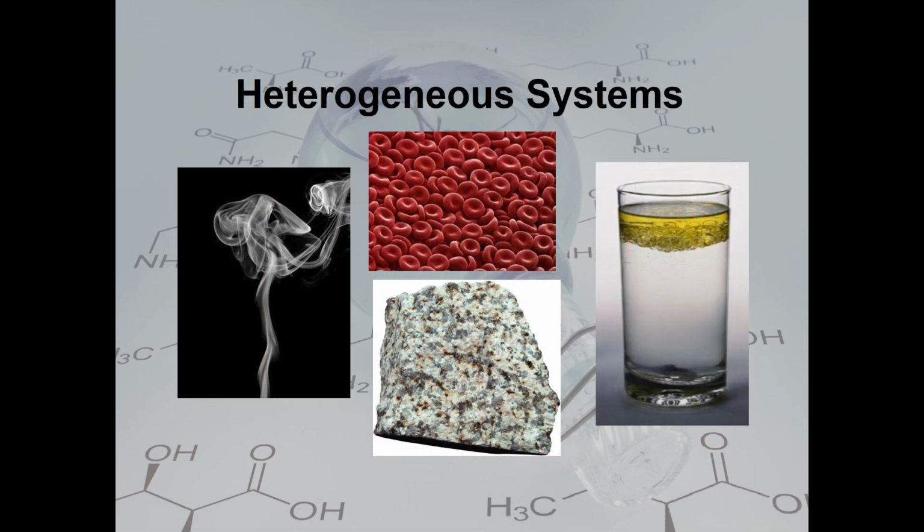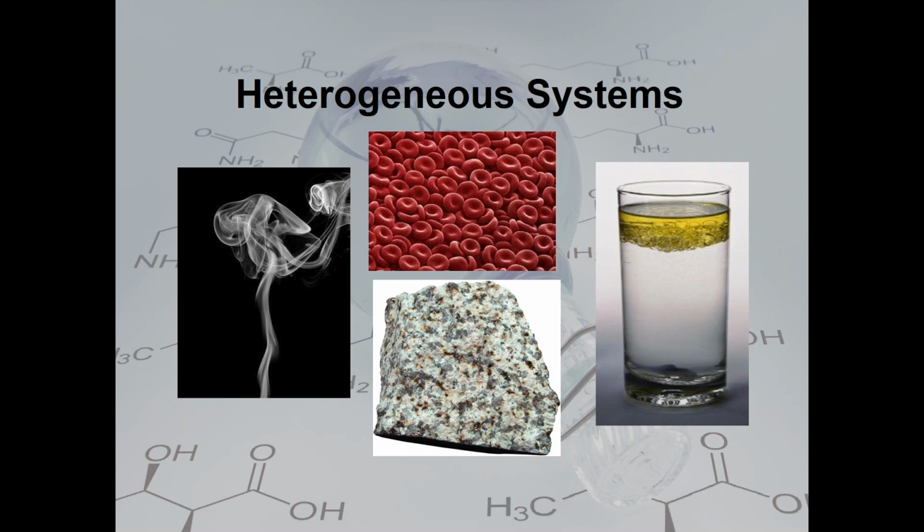Heterogeneous systems have different parts. They have different properties. For example, blood: there are cells versus plasma. Your blood is sitting in plasma. We have smoke versus normal air. You can see a clear difference between the air and the smoke. Oil and water. You can see the difference between the oil and the water.